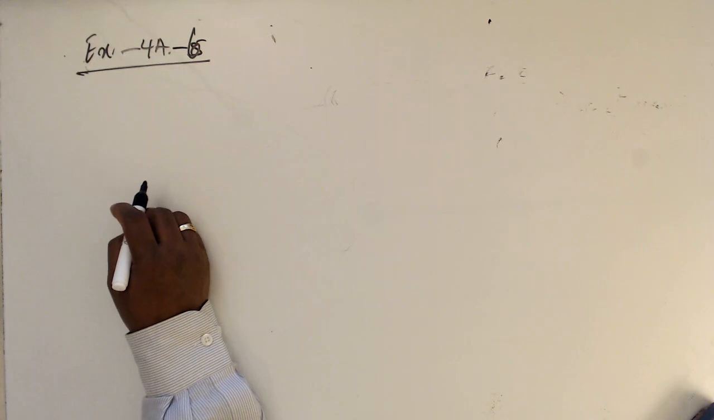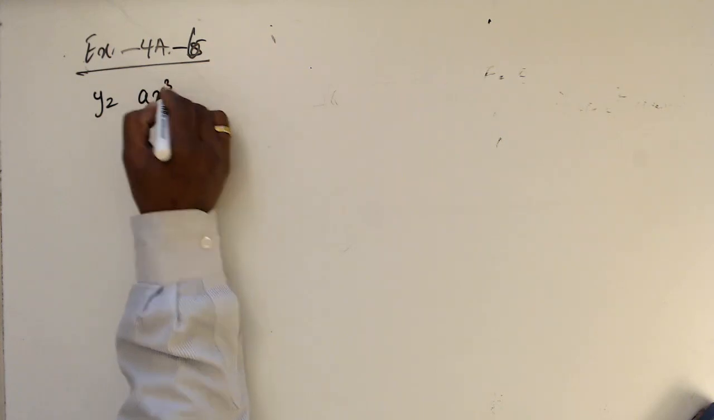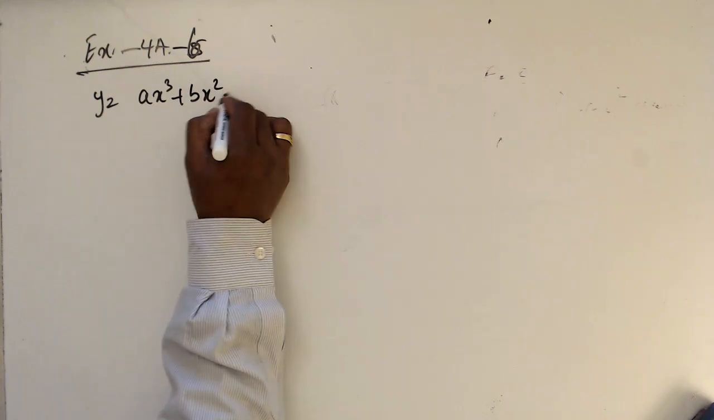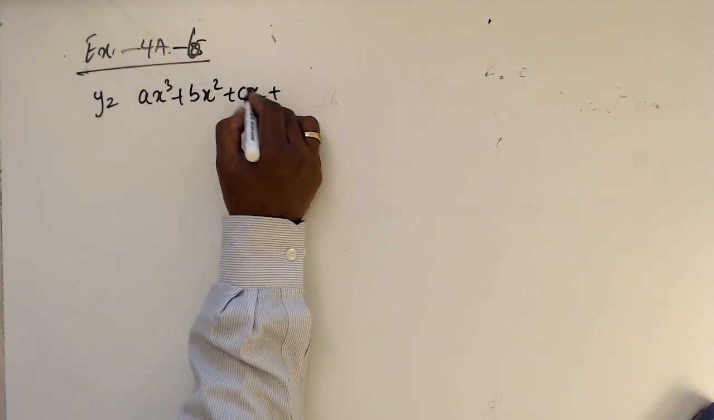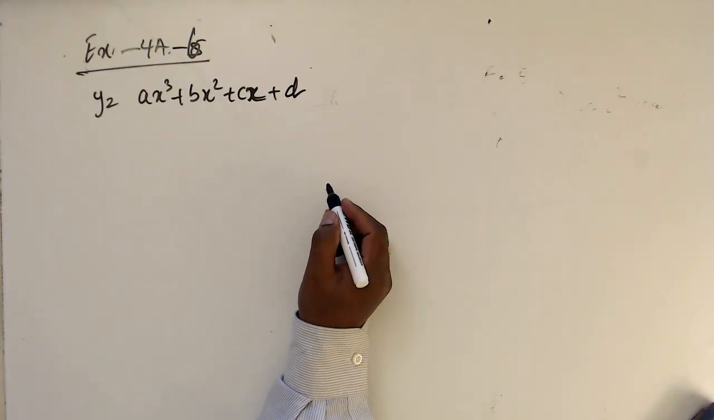Let's discuss question number 6. y equals ax cube plus bx square plus cx plus d. I'll work this one differently first.